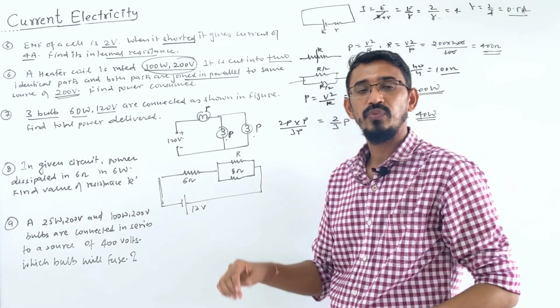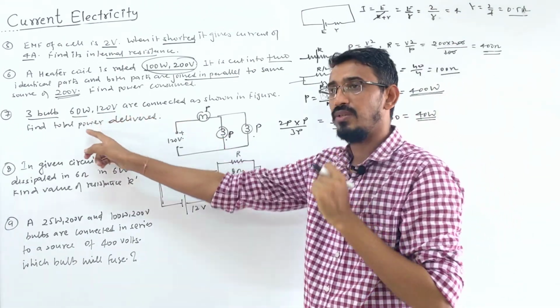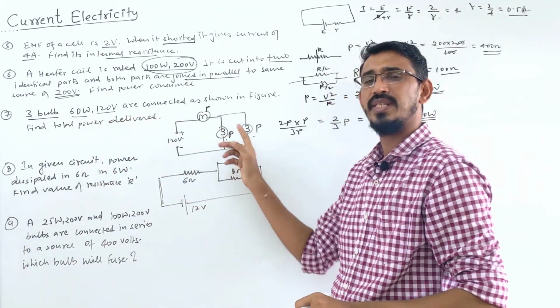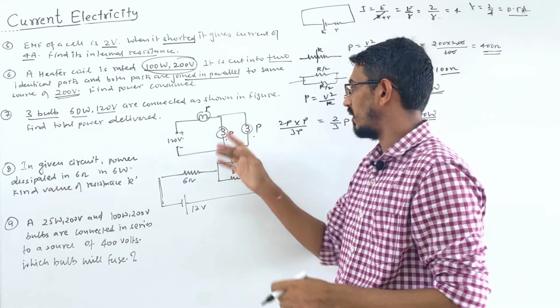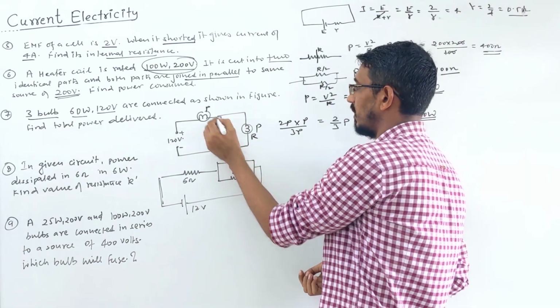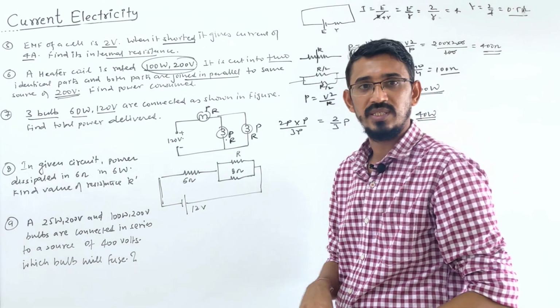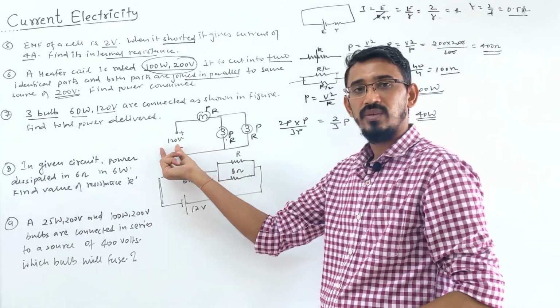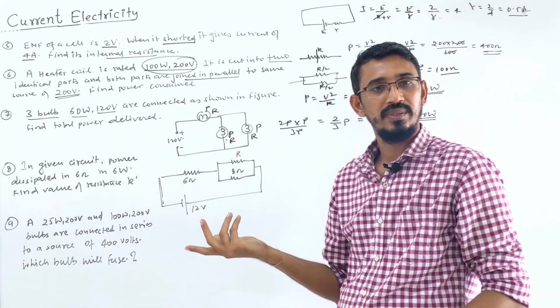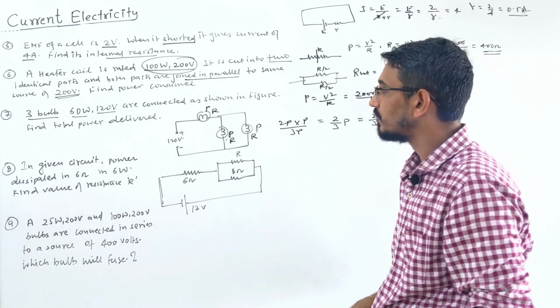Or another way is what? You find resistance. Power and voltage are given, and the resistance of each will be the same. You find any one R, like you can find resistance R. Then you can solve for the net resistance. Then you know the voltage supply, you know the net resistance, again you can find power. You will get the same answer.